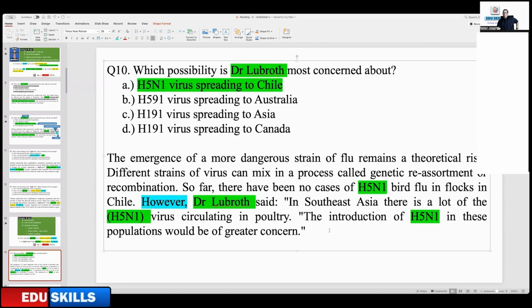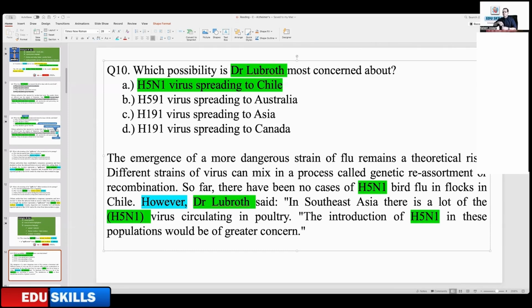So the concern is COVID spreading to Kerala. So far, there have been no cases of H5N1 bird flu in flocks in Chile. But however, the contrast, Dr. Lubroth said in Southeast Asia, there is a lot of the H5N1 virus circulating in poultry. The introduction of H5N1 in these populations would be of greater concern. Did you get it? Yes, Father.